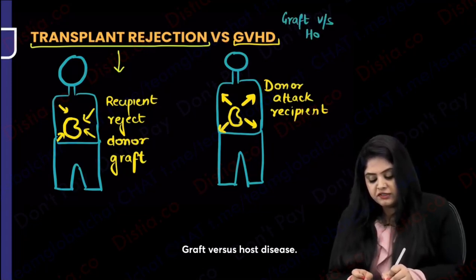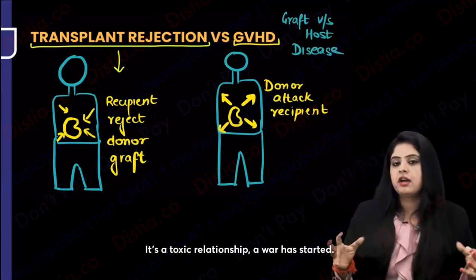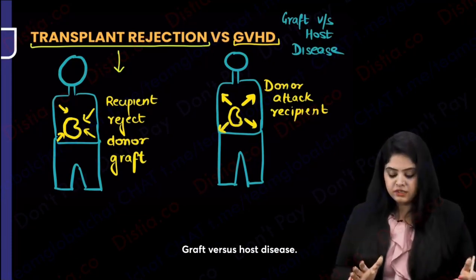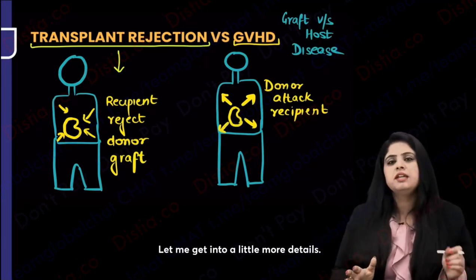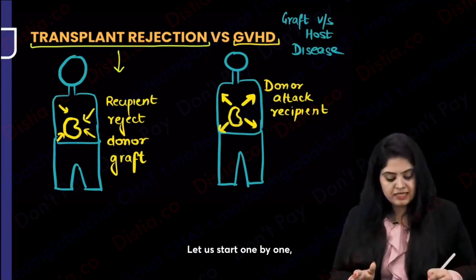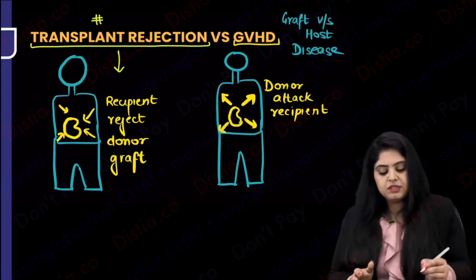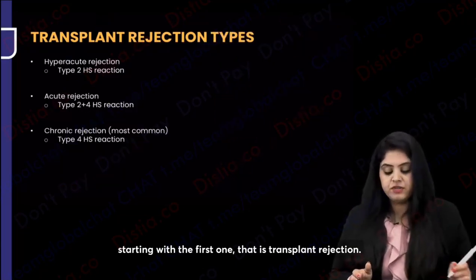Graft versus host disease. It's a toxic relationship. A war has started. Graft versus host disease. This was a very basic overview. Let me get into a little more detail. Let us start one by one, starting with the first one, that is transplant rejection.